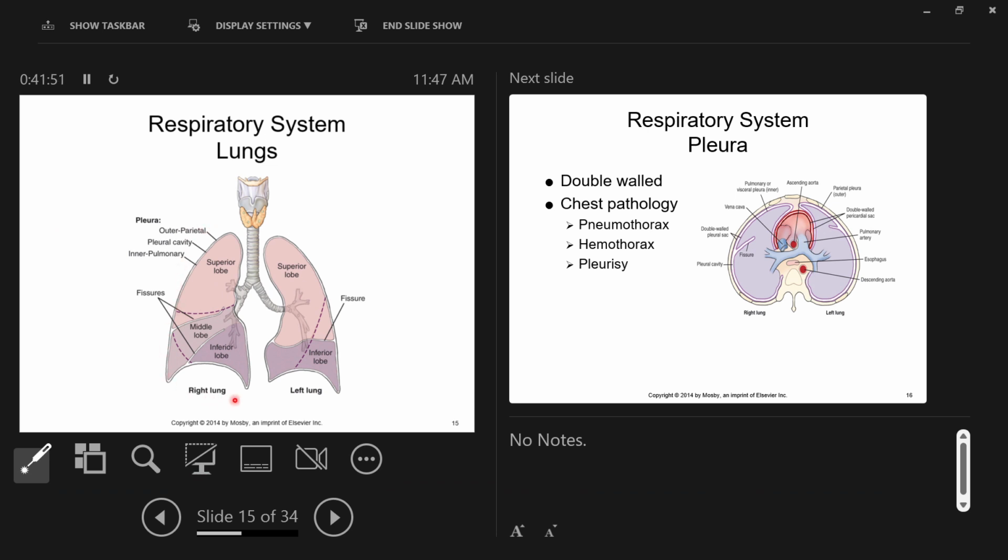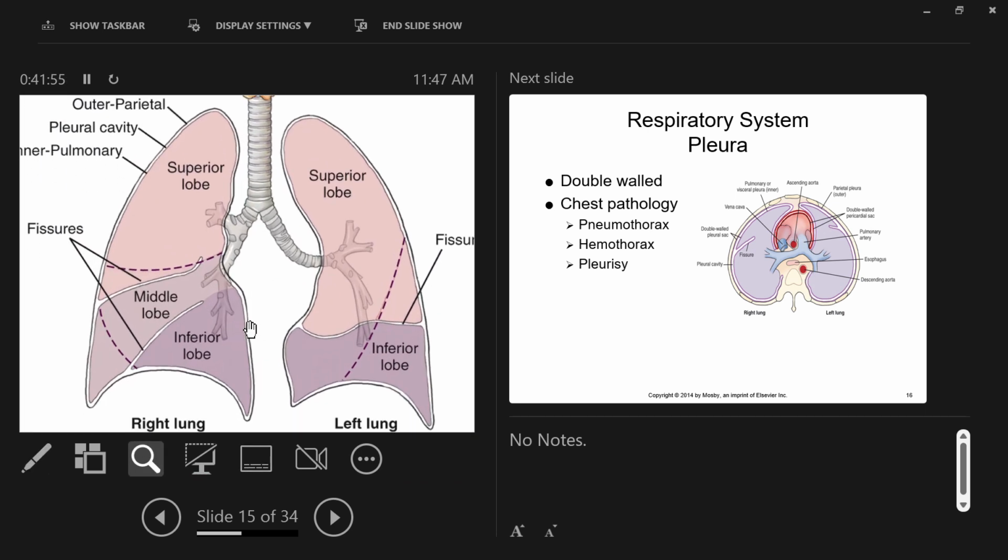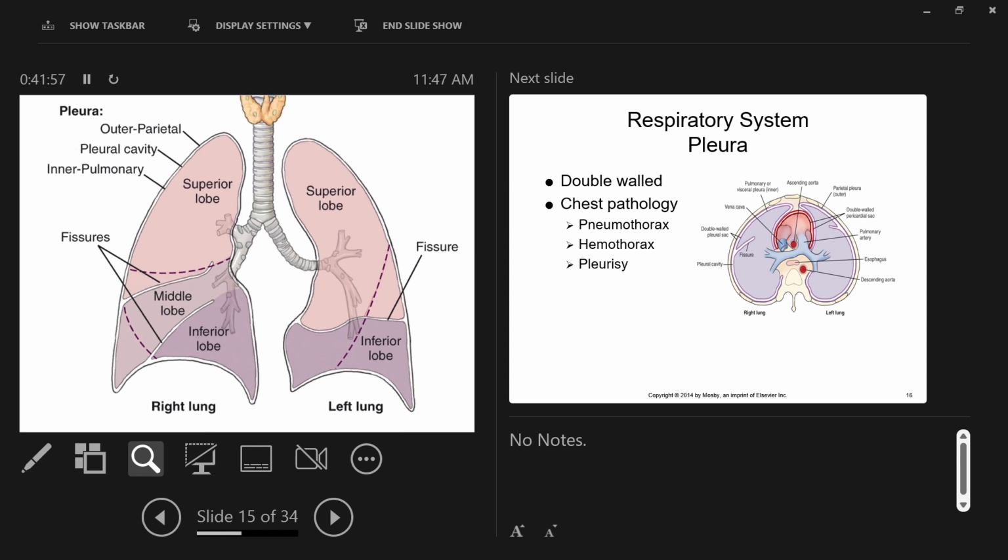Here's a bigger view, left and right lungs. In this one, we want to show you a couple things. For one, that there is a left and a right lung. That's good to know. But two, that the left and right lungs don't look the same. They appear differently. They are shaped differently. They are sized differently, and they actually have different numbers of sections to them.